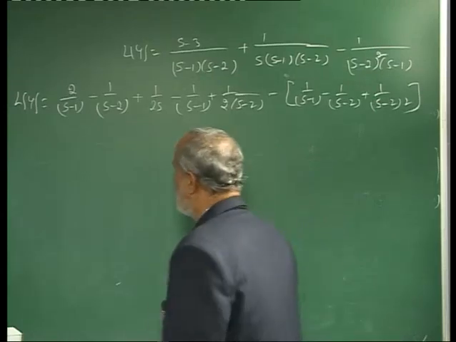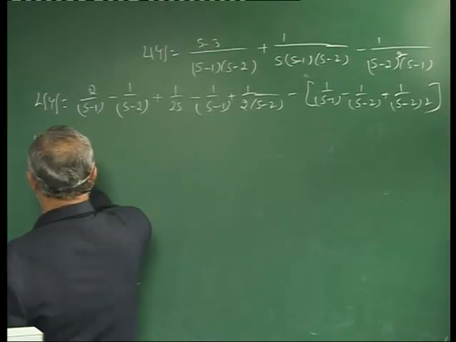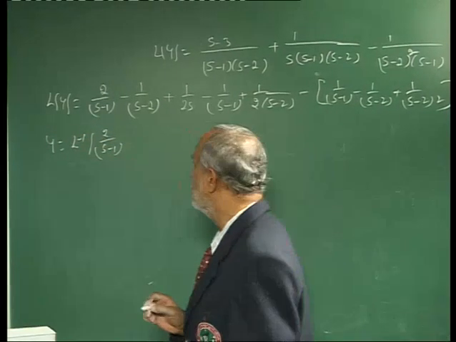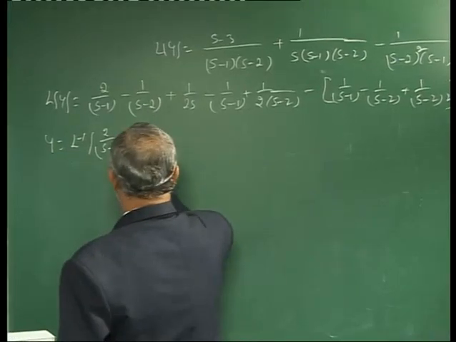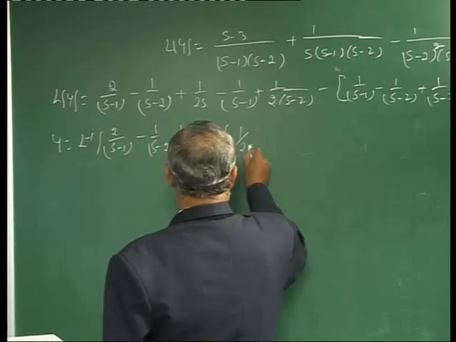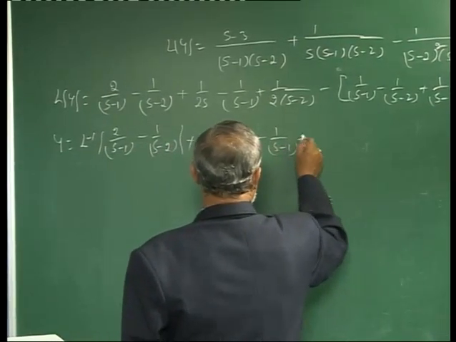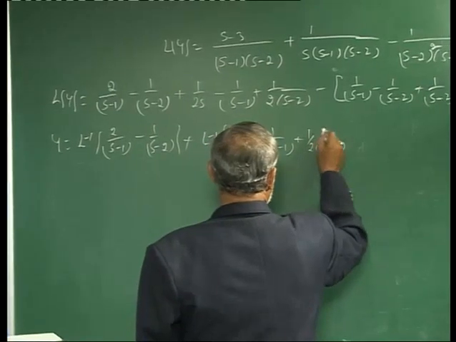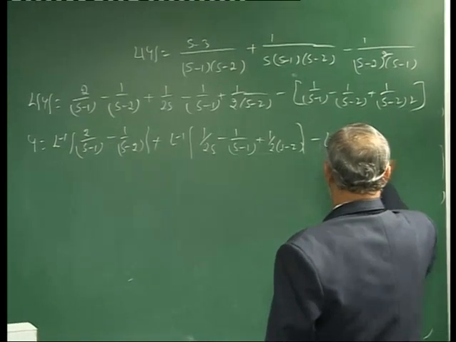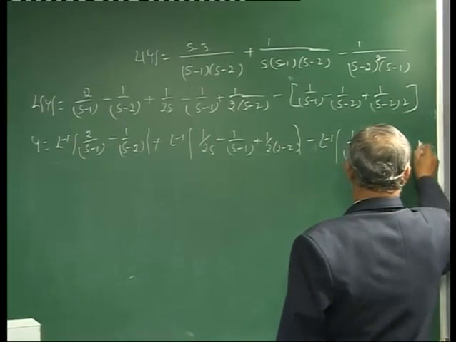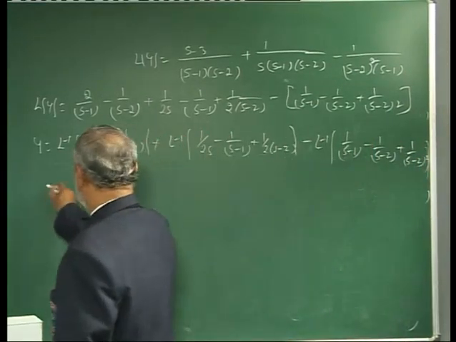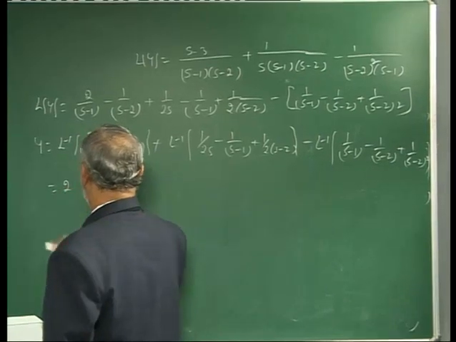So, if you apply the inverse transform, then y is equal to L inverse of 2 divided by (s minus 1) minus 1 by (s minus 2) plus L inverse of 1 by 2s minus 1 by (s minus 1) plus 1 by 2(s minus 2). Next, minus L inverse of 1 by (s minus 1) minus 1 by (s minus 2) plus 1 by (s minus 2) whole square. So, now you can apply the inverse, then 2 take common, here 2 take outside.